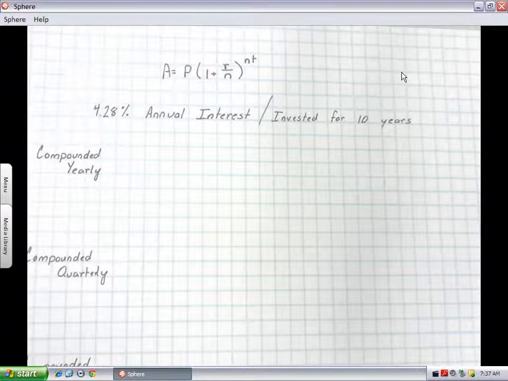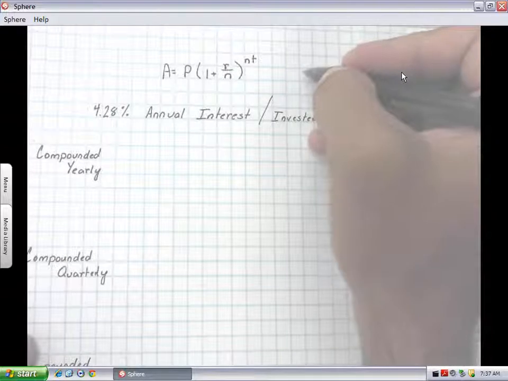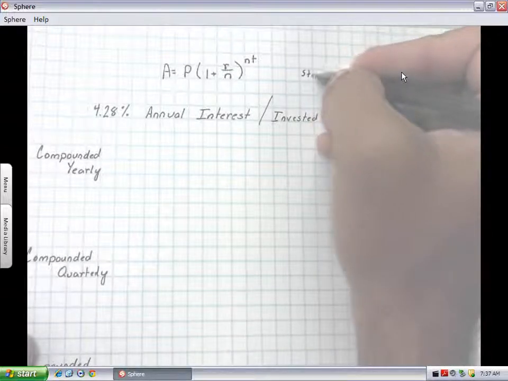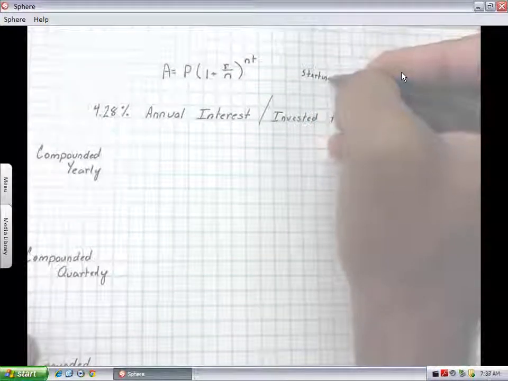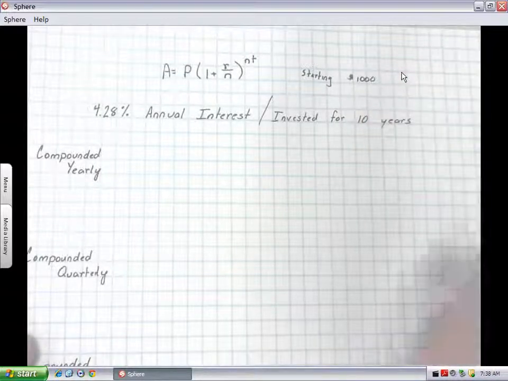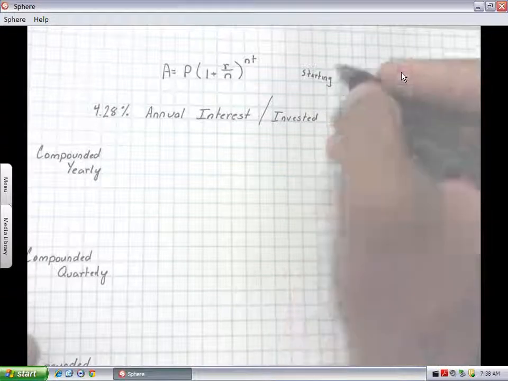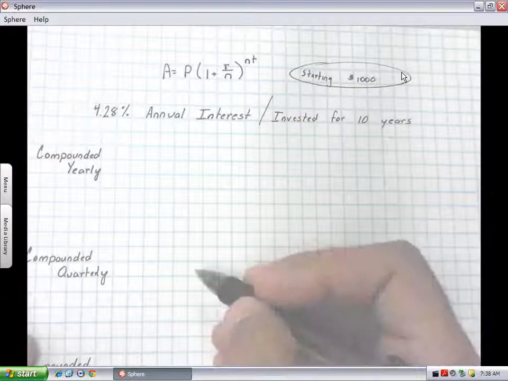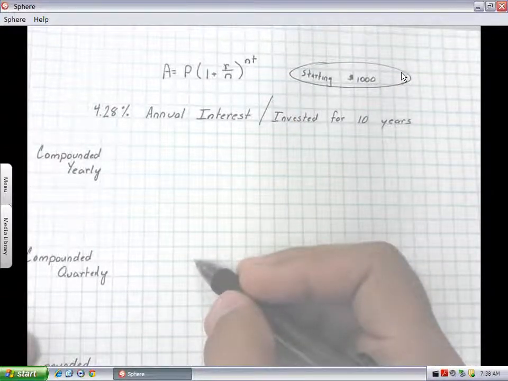So I'd like to take a look at the compound interest equation and how exactly it can be used. Let's say that we have a starting amount of $1,000 that we plan on investing in the bank, and the bank offers 4.28% annual interest.